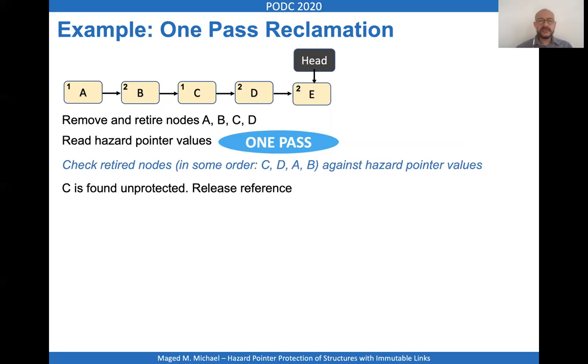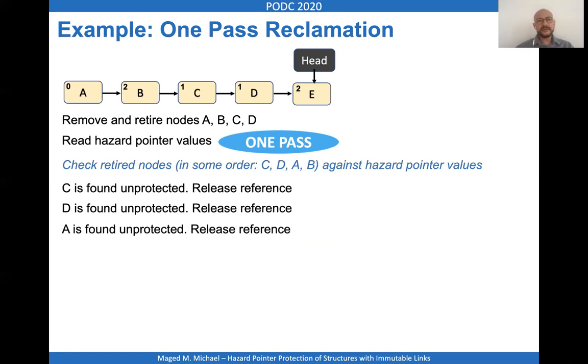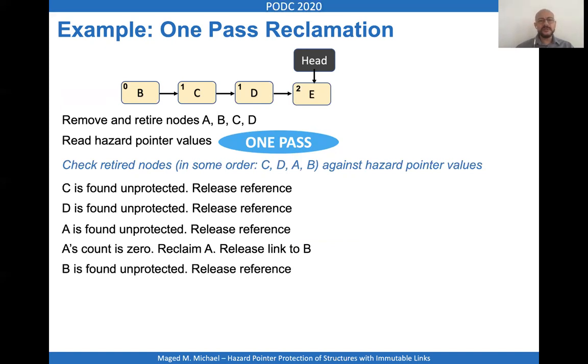C, D, A, B. So we check C, it's not protected. We get the count down from 2 to 1. Okay, and now we check D, again 2 to 1. We check A and it goes from 1 to 0. So now, because it's count 0, we actually reclaim A and release the link to B. Now we check B against hazard pointer values. It's unprotected. The count goes from 1 to 0.